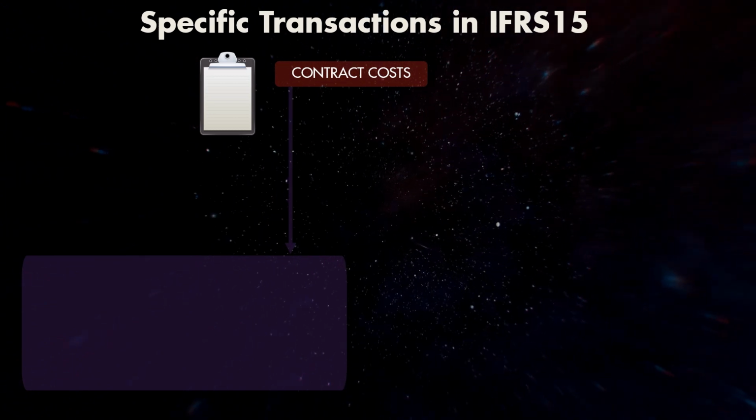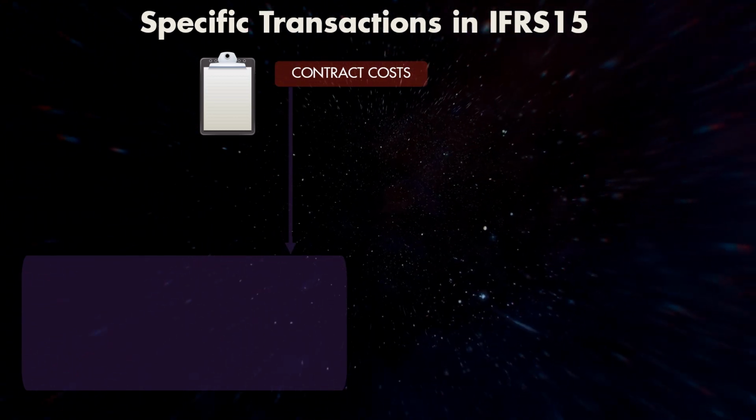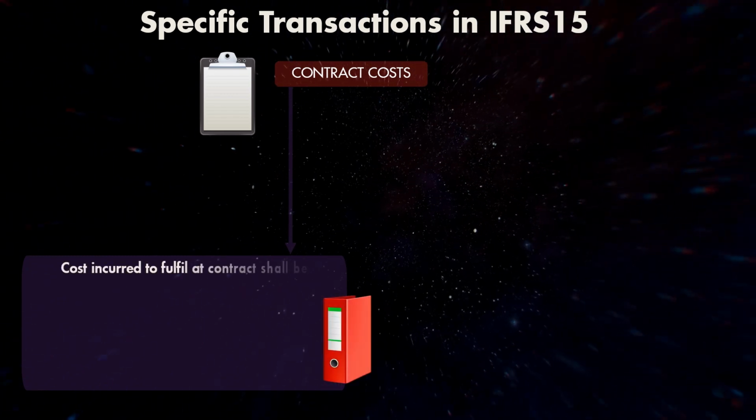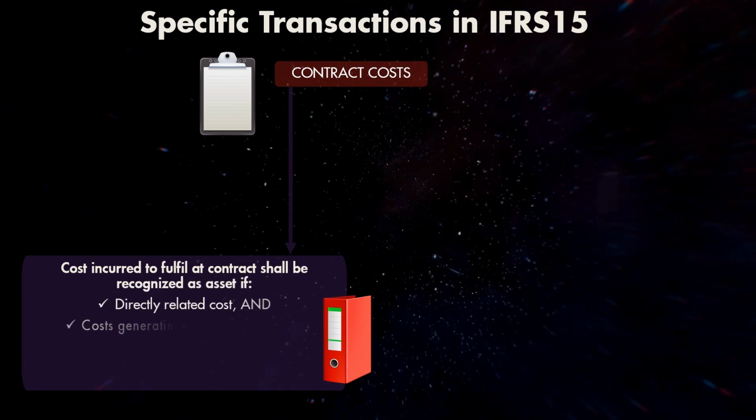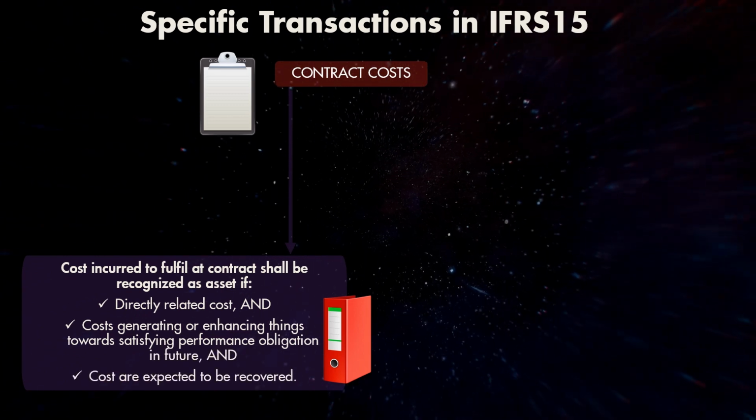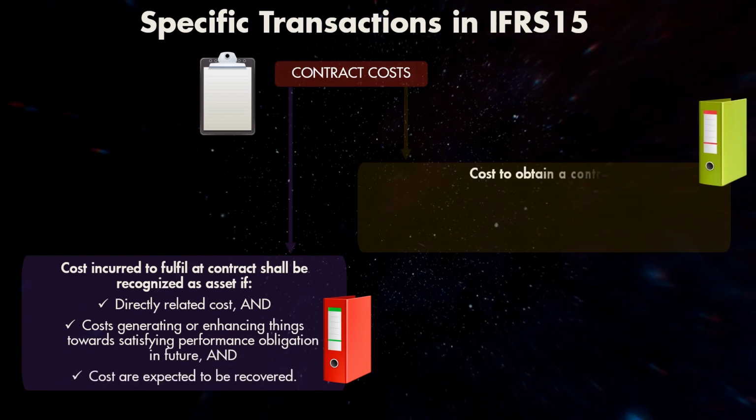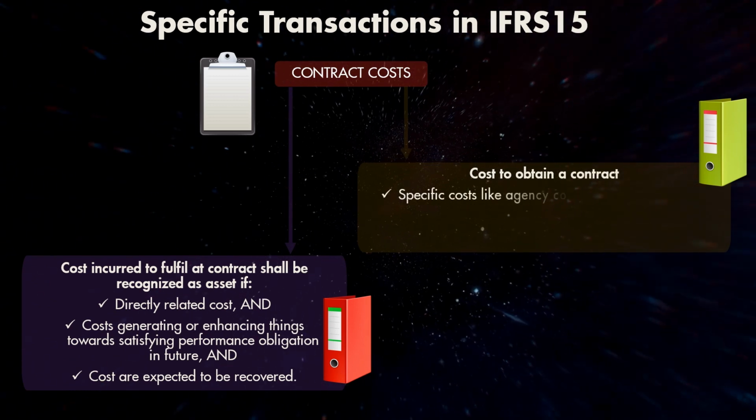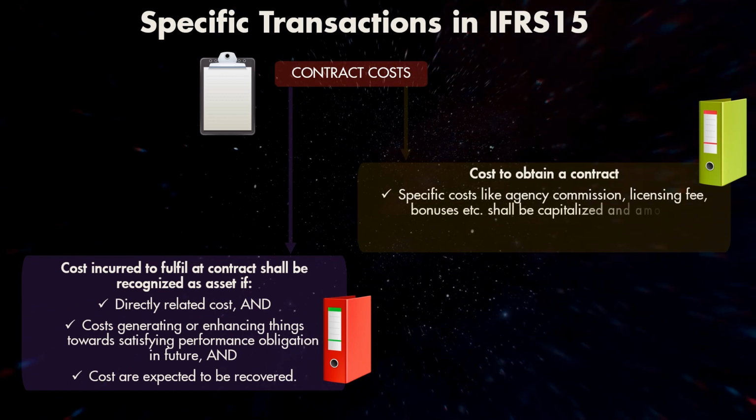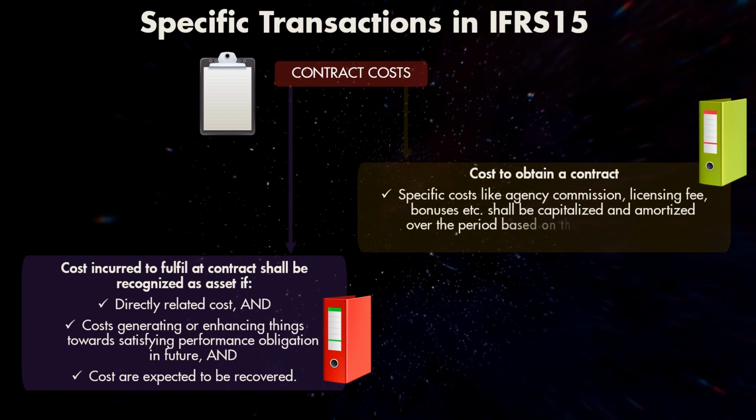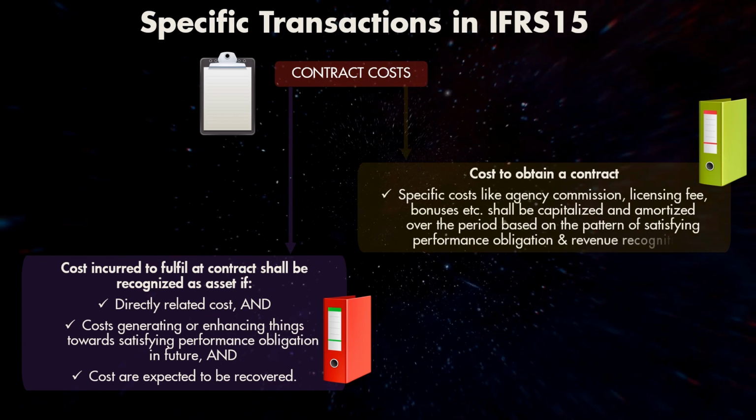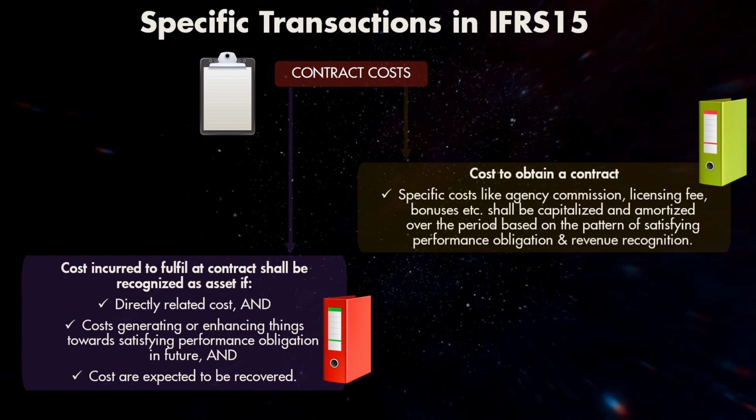IFRS 15 provides specific guidance for contract cost. There are two types of cost that we need to consider here, which are cost to fulfill a contract and cost to obtain a contract. Costs incurred to fulfill a contract are recognized as an asset if and only if all these criteria are met. Costs are related directly to a contract or a specific anticipated contract. Costs generate or enhance resources of the entity that will be used in satisfying performance obligations in the future, and costs are expected to be recovered.